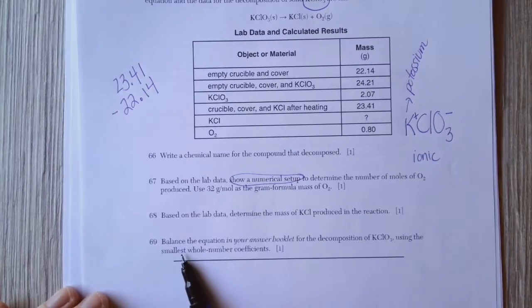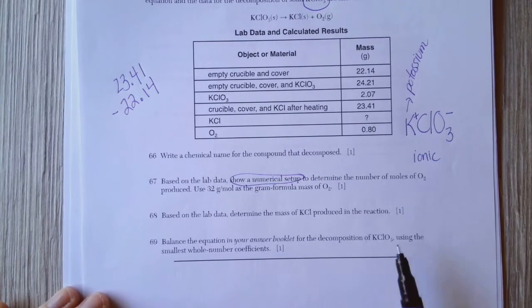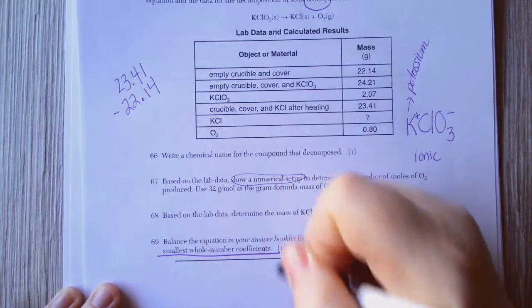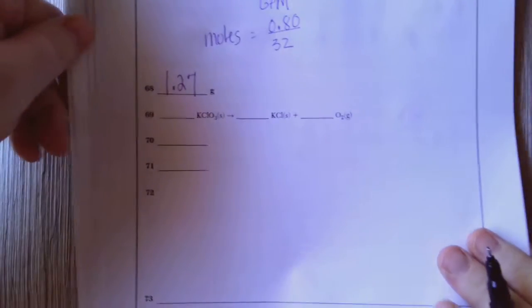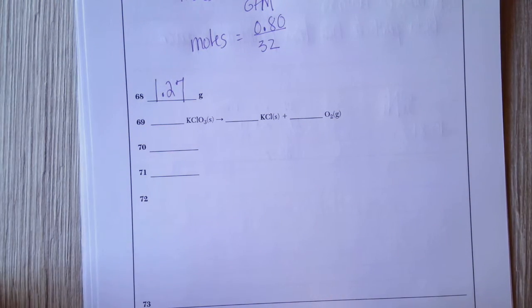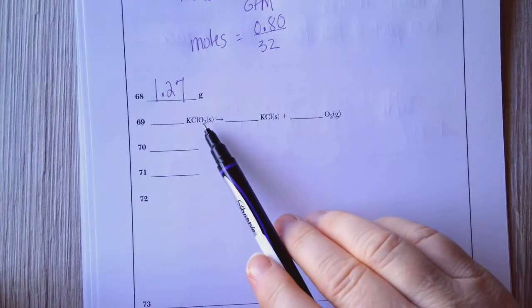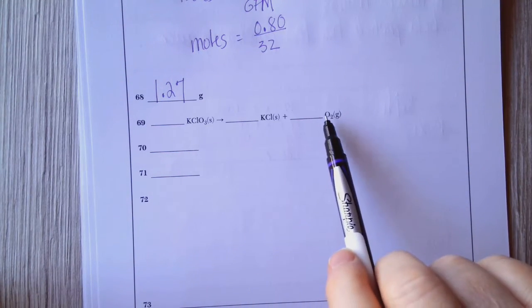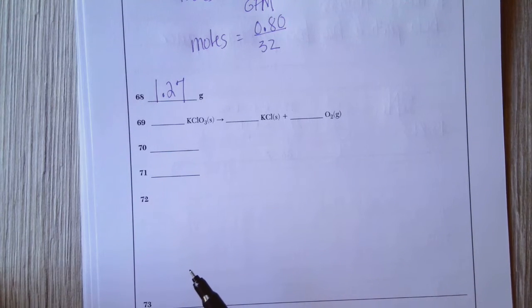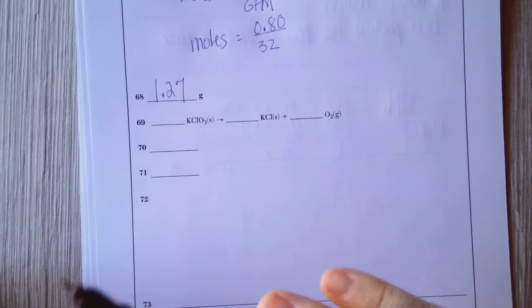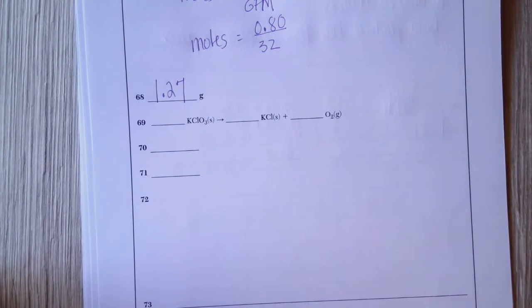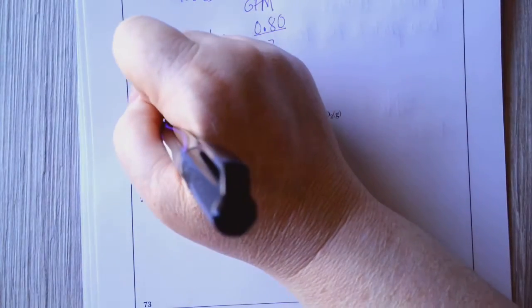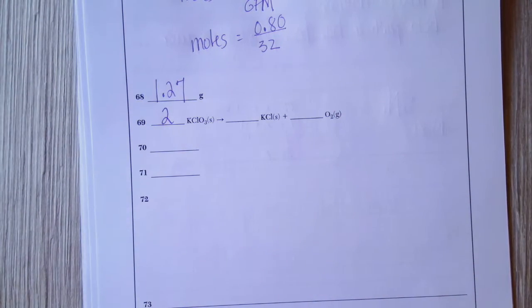And the last one for this section, balance the equation in your answer booklet using the smallest whole number coefficients. All right, so let's look at it. Okay, do we know where to start? Maybe, maybe not. So one place you could start, see O has 3 on this side and 2 on this side. That might be a starting point. The other thing is, here is my best suggestion. Take the most complicated looking formula and put a 2 in front of it and see if it works out. So let's try it. Put a 2 in front of the most complicated looking formula.